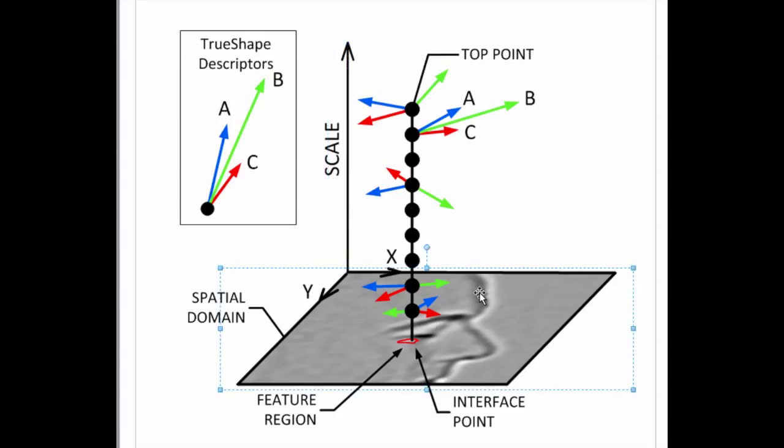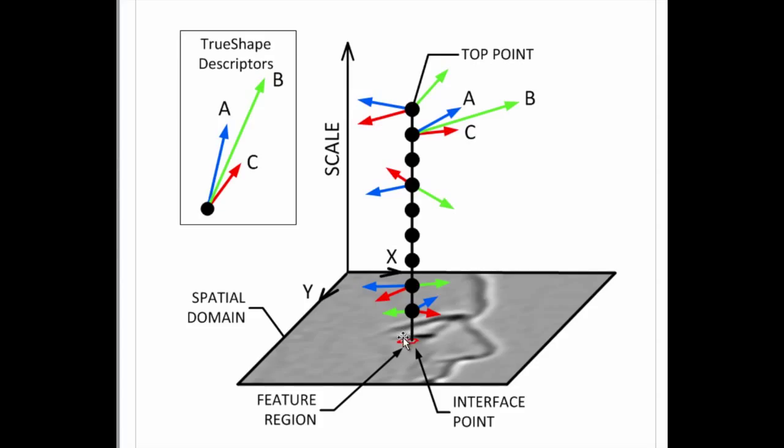The face image shown here represents the spatial domain. The spatial domain is the first tier in a scale space image. It contains the shape information that we see in images. The volume above the spatial domain is the scale domain, indicated in this diagram by a scale axis, shown here.